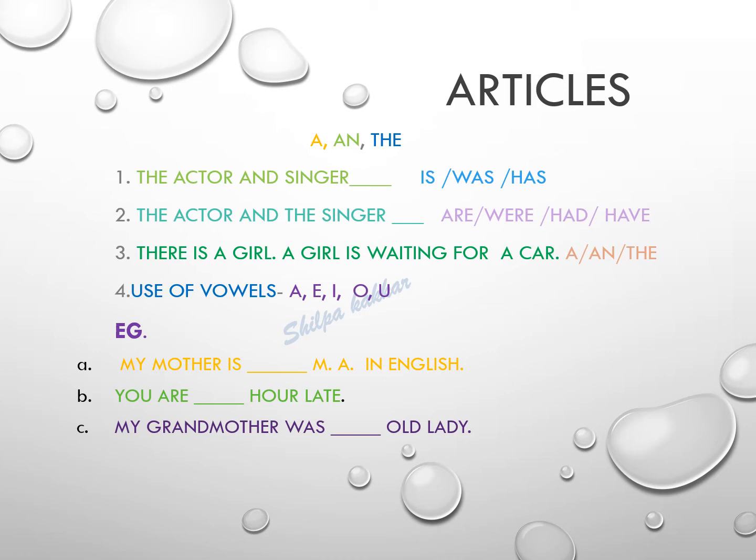My mother was an old lady. Sorry, my grandmother was an old lady. Here, simple. O is actually a vowel and it sounds like a vowel only. That is why we are using "an". So, while looking for the mistake, we should keep certain things in mind. See the articles, what type of sentence is there, and then the use of articles.